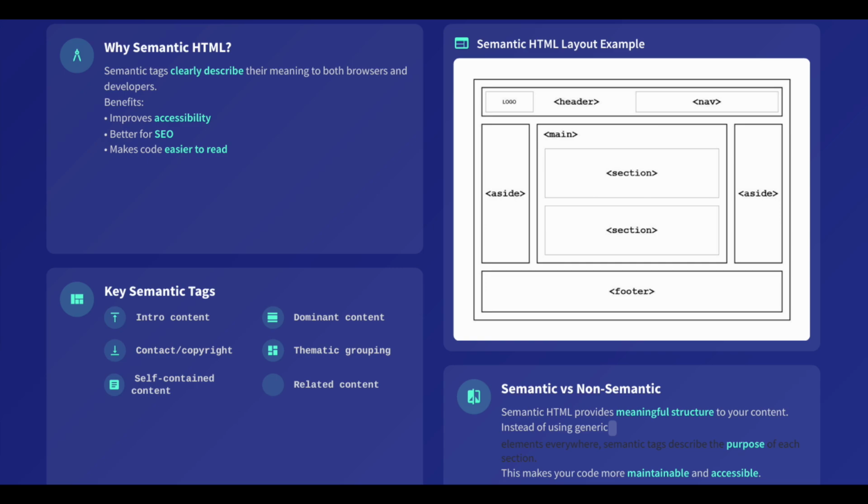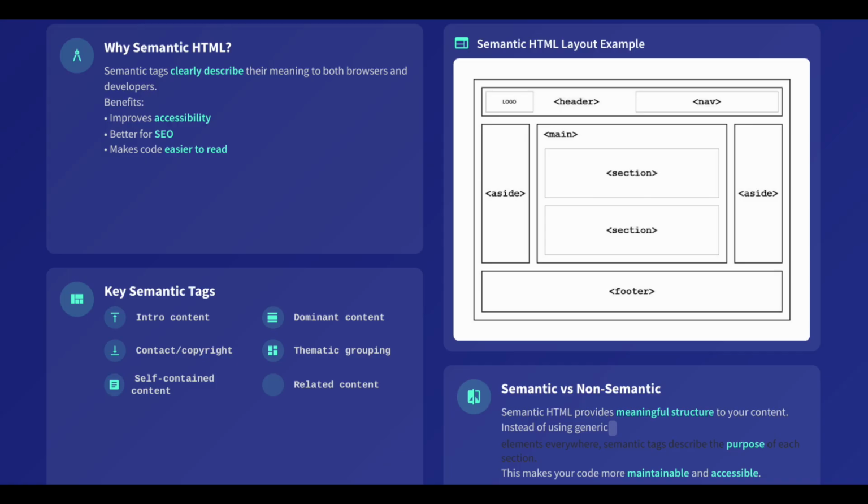Article is for representing a self-contained composition. For example, it could be a blog post or a news story. Then aside is for sidebars or content indirectly related to the main content. Now let us talk about two of the most important container tags, that are div and span.